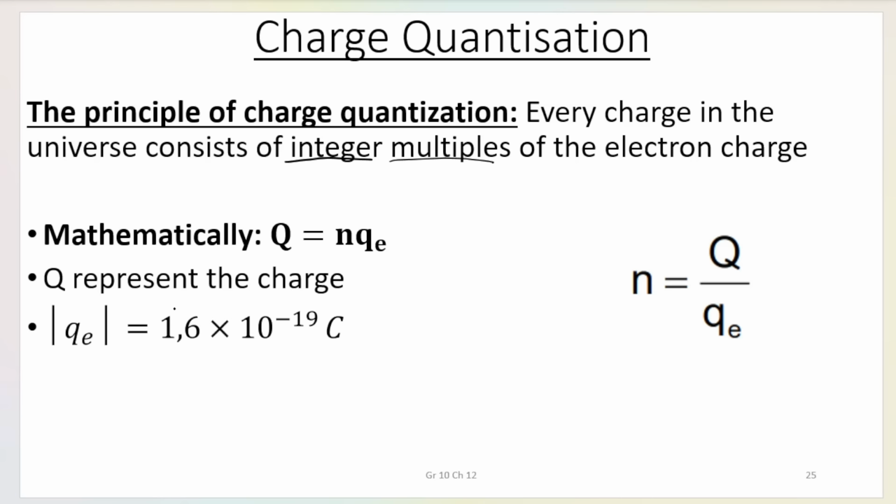You cannot multiply the charge of an electron by something that is not an integer, like 1.5, to get you the charge of an object. It doesn't work like that. It has to be an integer multiple. Okay, what that also means is if I know the charge of an object and I divide it by the charge of an electron, then I can work out the number of electrons that object has extra or that object has in deficit.